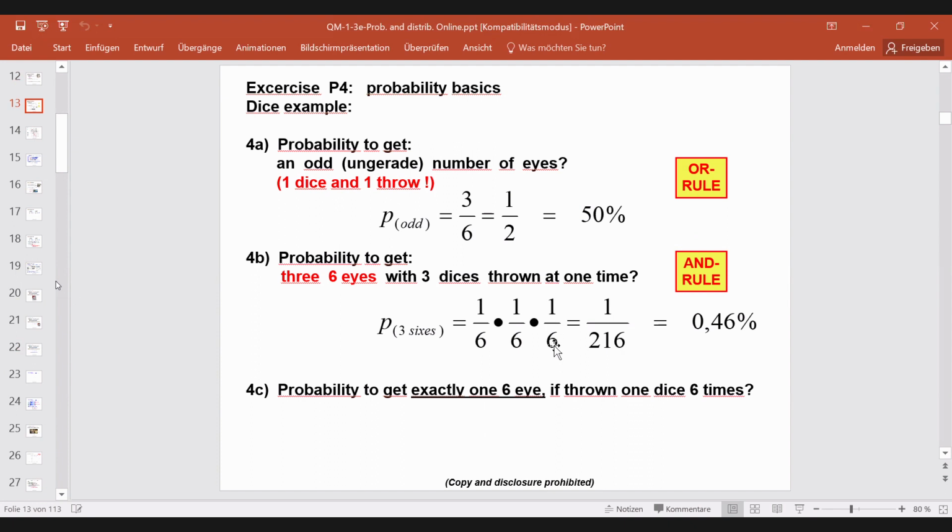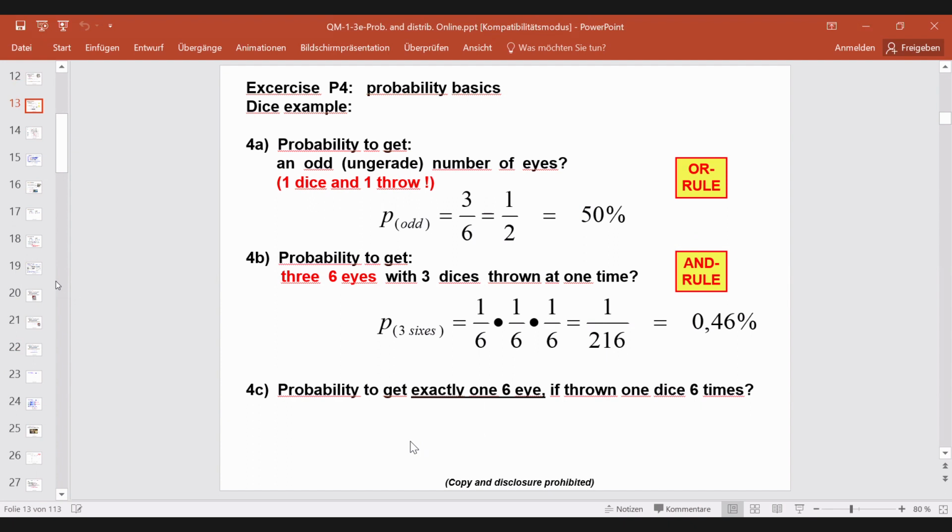So you throw all these three dice at one time, and for the probability to get three sixes, you must have a six with the first die and with the second and with the third die. This means a multiplication. So the total probability to get a six with all of the three dice is 0.46%.